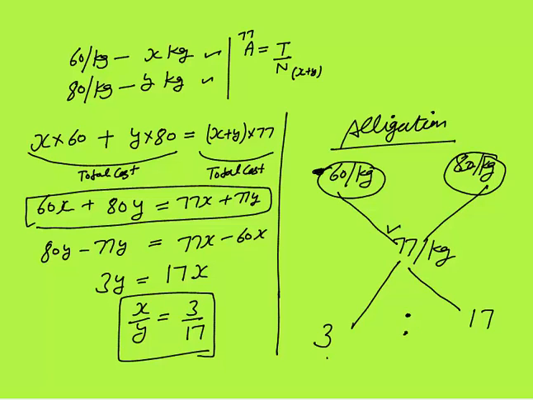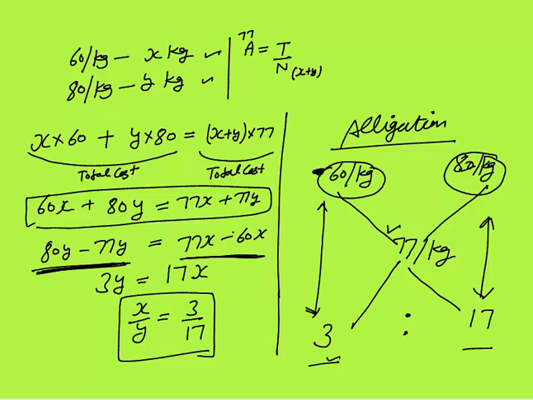This 3 stands for 60 per kg. And this 17 stands for 80 per kg. So in this way you will get the ratio in the easiest way. Again you can see that this is not a new concept. You have subtracted 60 from 77, and you have subtracted 77 from 80. Here you are also doing the same thing: you subtracted 77y from 80y and 60 from 77. This is just the way of writing this equation.